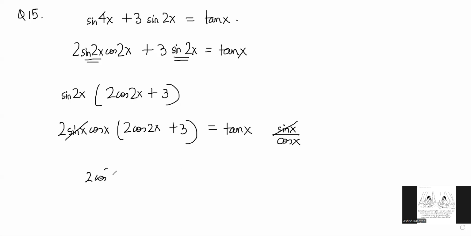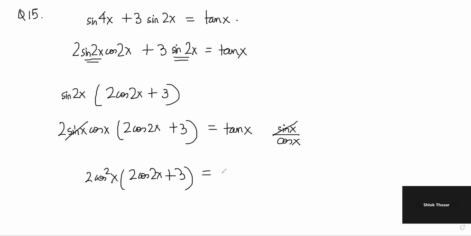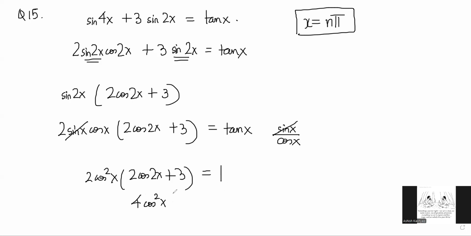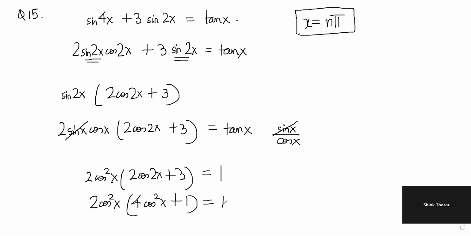So you're getting 2 cos square x is equal to 1, right? Yes. Then what? Then converting cos 2x into 2 cos square x minus 1, 4 cos square x minus 2, plus 1. Yes. And quadratic in cos square x. What is your quadratic? It's 8 cos to the power 4 x plus 2 cos square x minus 1.